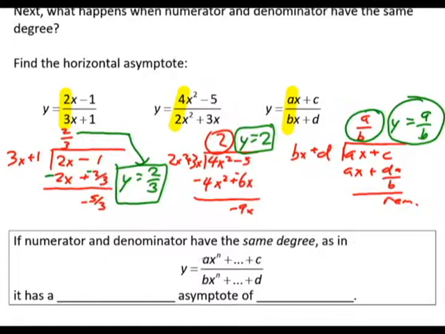We can say this formally by looking at a generalized polynomial. In this case, we have the same degree, and so it will have a horizontal asymptote of y equals a over b.